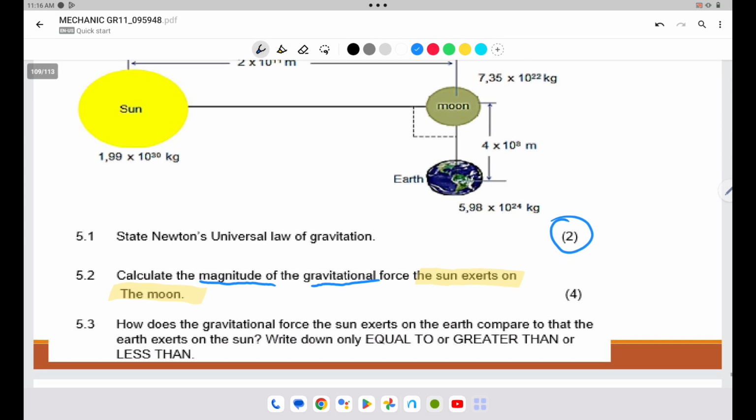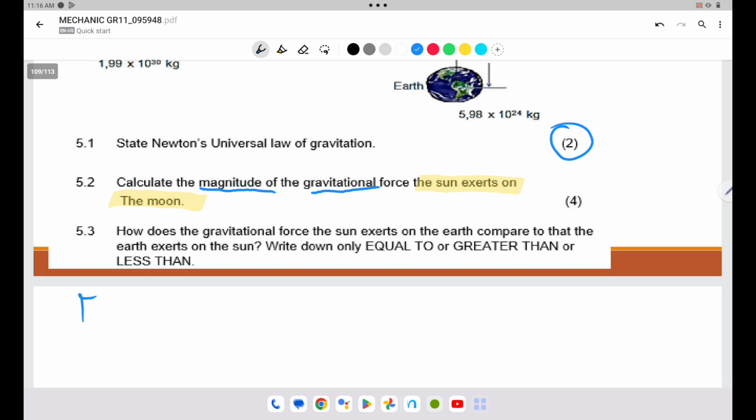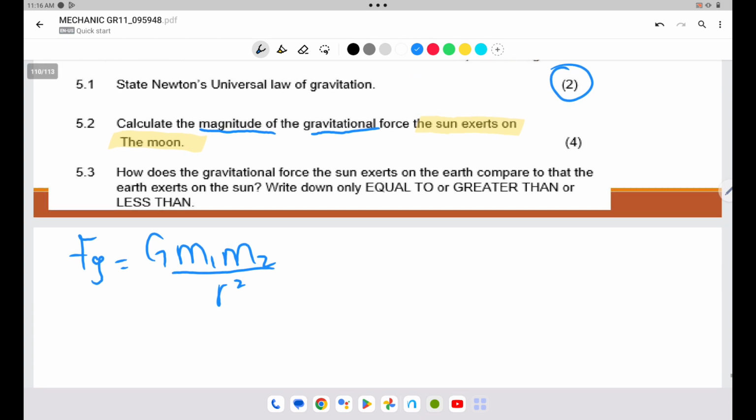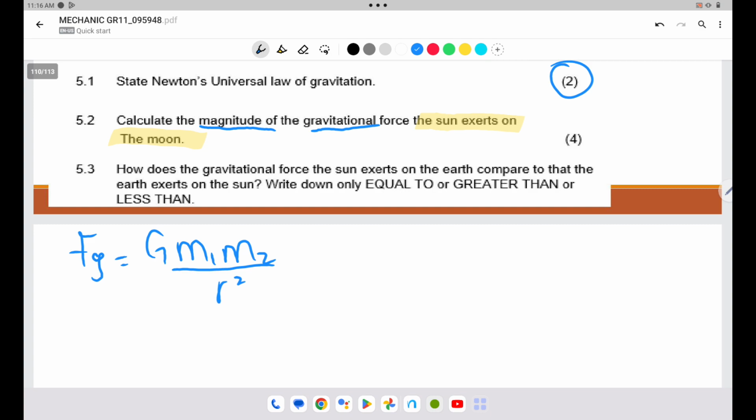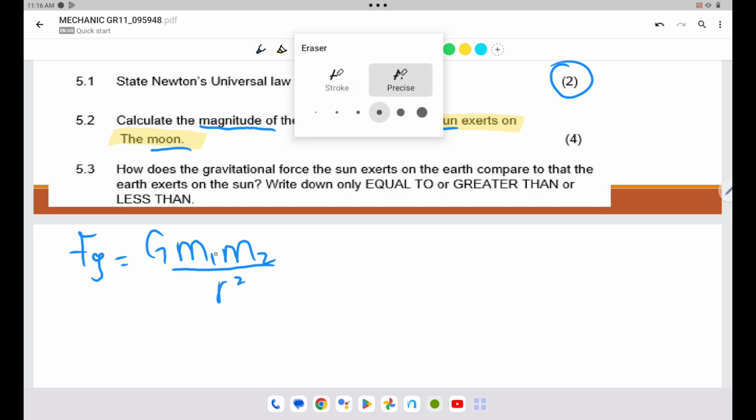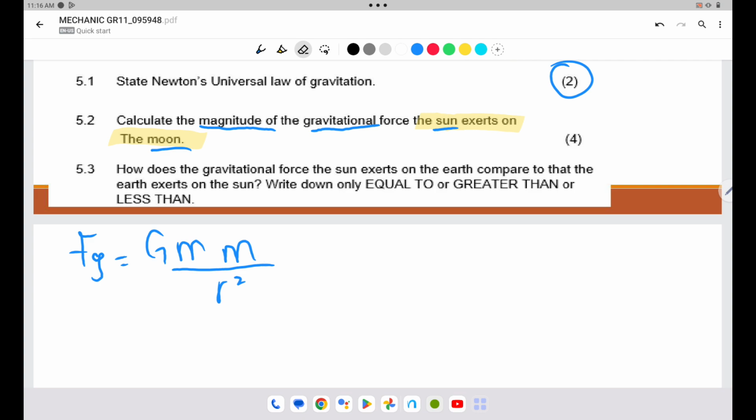Okay. So there's only one equation to calculate the gravitational force, that is Fg equals to G m1 m2 over r squared. So m1 is the mass of object 1. What are our objects of interest? If we go back to the statement, the objects of interest are the sun and the moon. So I'm going to take object 1 to be the sun, and object 2 will be the moon. So ms is mass of the sun, mass of the moon.